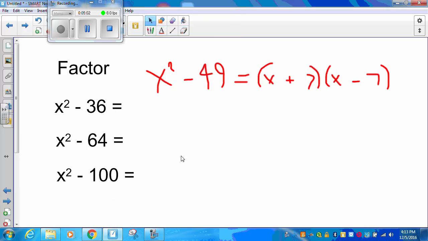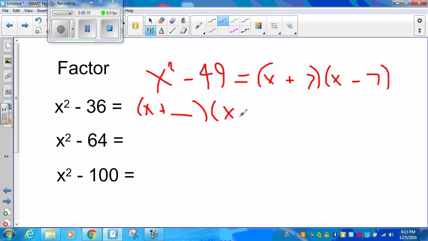So in other words, in order to factor things that look like this, you're just going to write x plus the square root of that number, x minus the square root of that number. For example, x plus the square root of 36, x minus the square root of 36, or you could rearrange that. You could do x minus and then x plus, either order. But go ahead on your own, try these three, see if you can figure it out in your workbook.